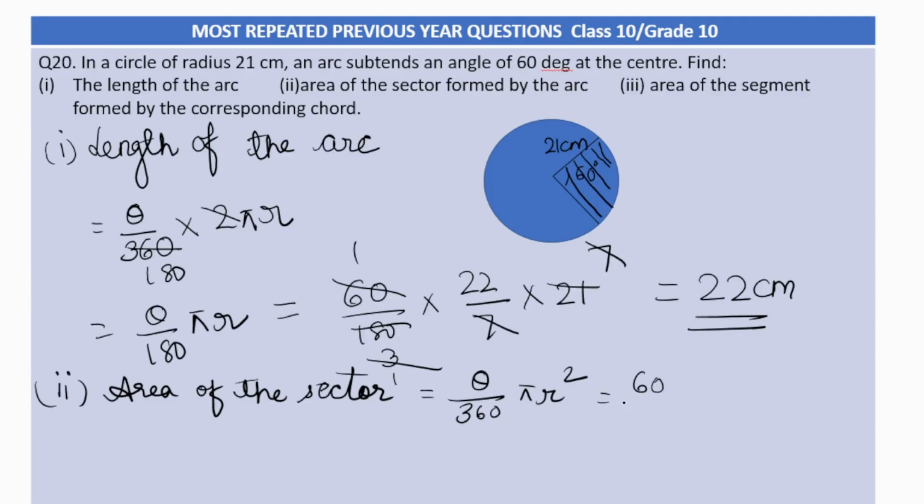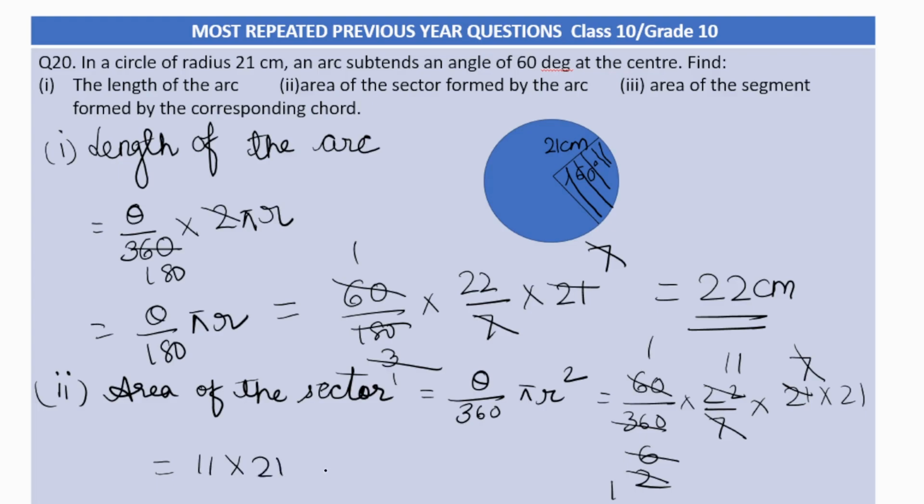Again we will substitute 60 by 360 into 22 by 7, r is 21, 21 into 21. Now let's see what gets cancelled. 60 ones are 60, 6 sixes are 360. Then 3 sevens are 21, so the 7 and 7 get cancelled. Here also 2 ones are 2, 2 elevens are 22. What remains is 11 into 21. That will form the area. So 11 times 21 is 231, 231 centimeter square, because since it's the area, it will be in centimeter square.